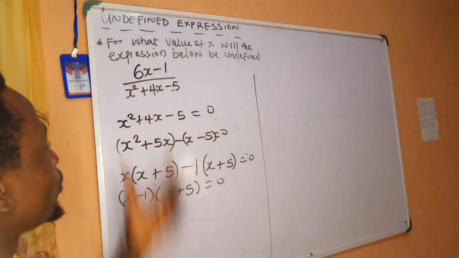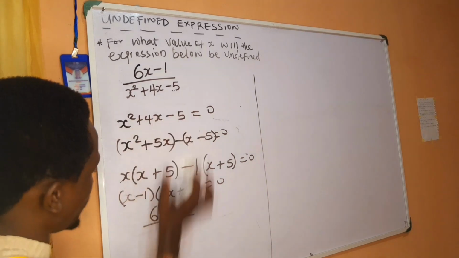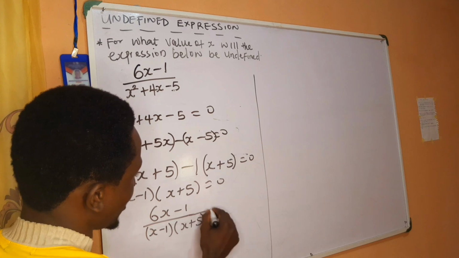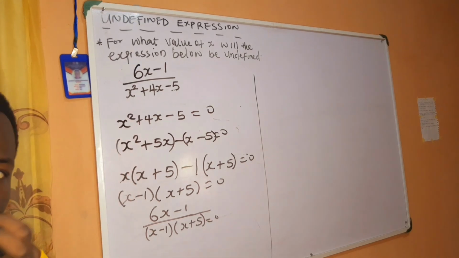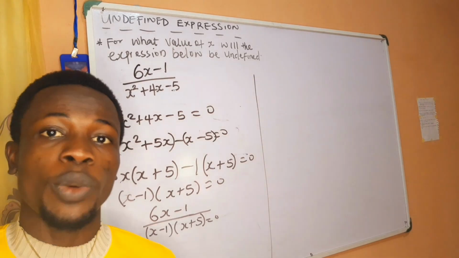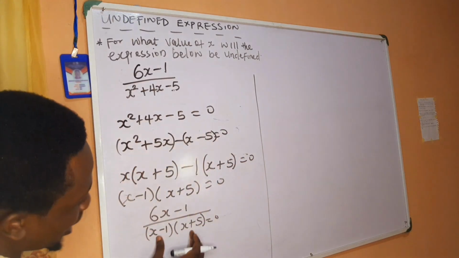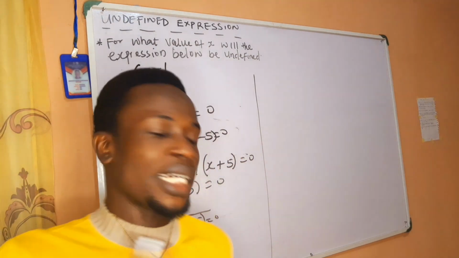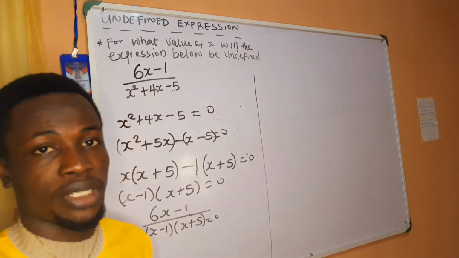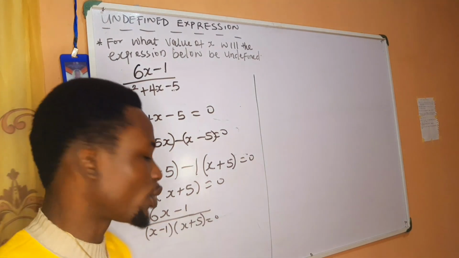Now we can take this and put it back here. We're going to have 6x minus 1 all over x minus 1 and x plus 5. Remember they are equal to 0. Now, there's nothing I can cancel out here. We have to go further to simplify this, to find the actual value of x. The reason why I brought it back here is because at some point, there might be cases where the numerator value can cancel out one of the denominator values. But in this case, it does not work. So we'll just proceed to find the value of x that will make this expression undefined.